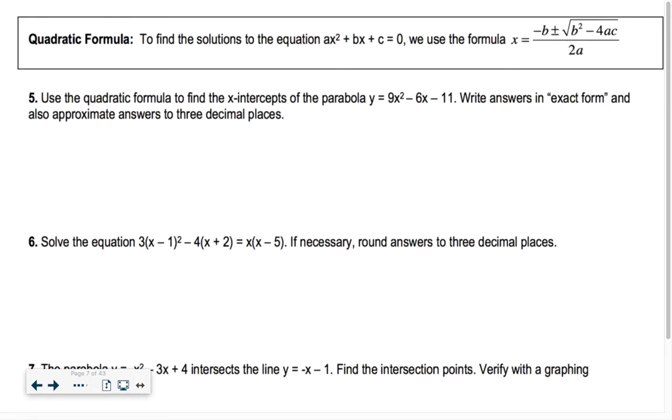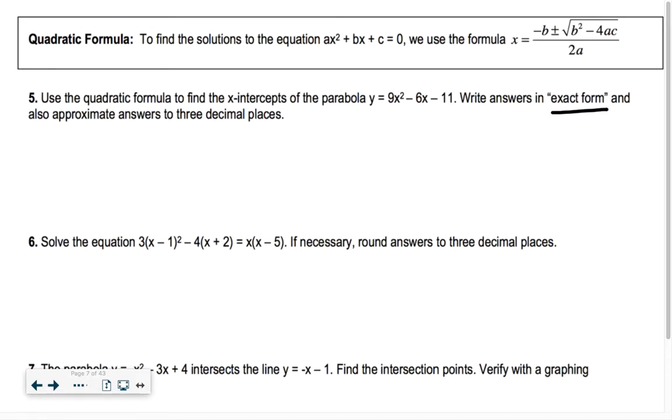Yeah, we will. All right, so use the quadratic formula to find x-intercepts of the parabola. Write your answer in exact form and also approximate. When you see exact form, I don't want decimal answers. I want things with fractions, square roots, right? Then we're also going to approximate answers to 3 decimal places.